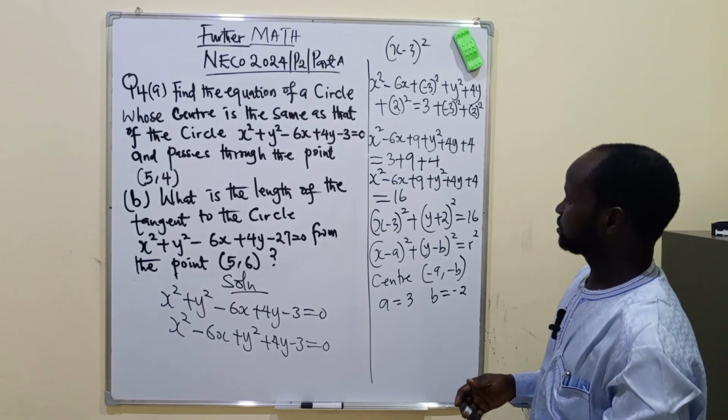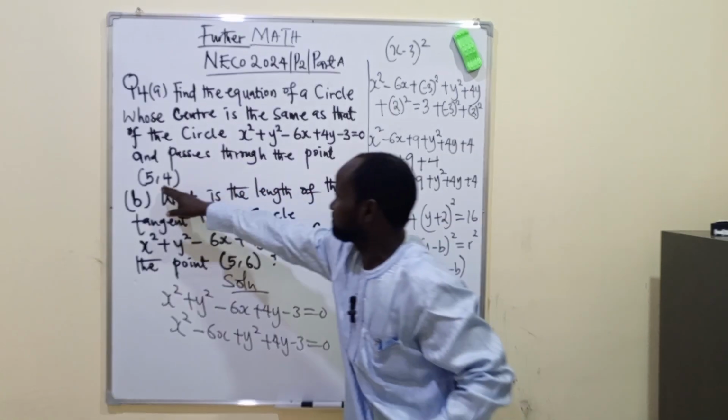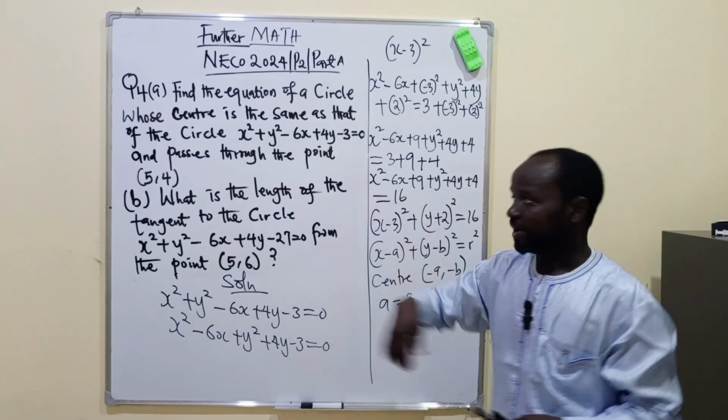Okay, and the question now says it passes through 5 comma 4. So we have to draw the circle.